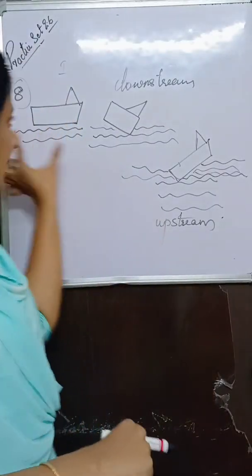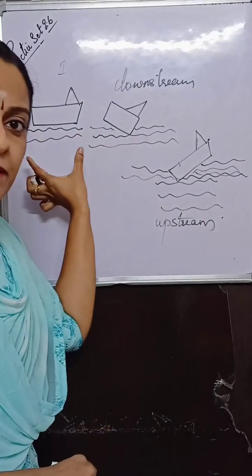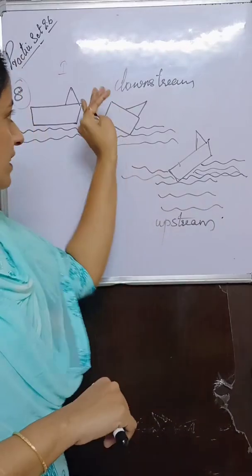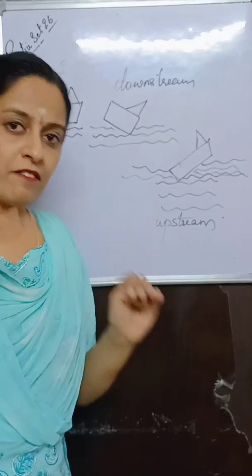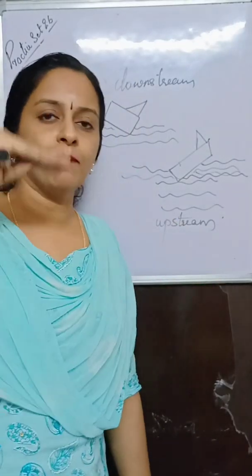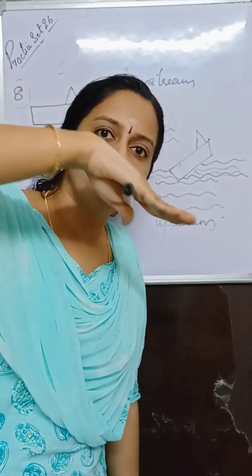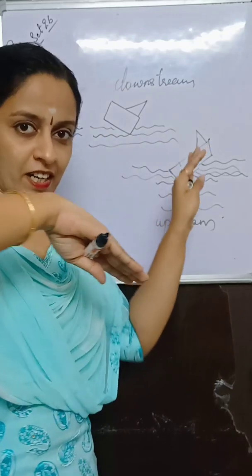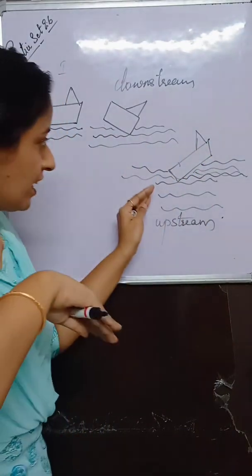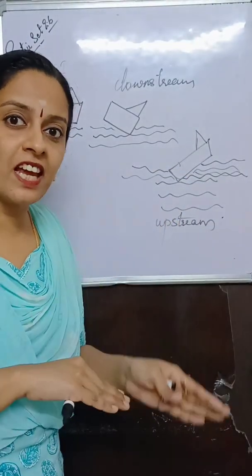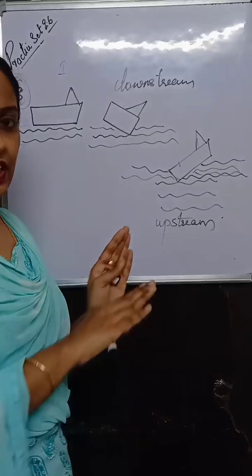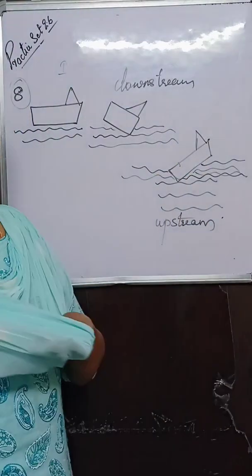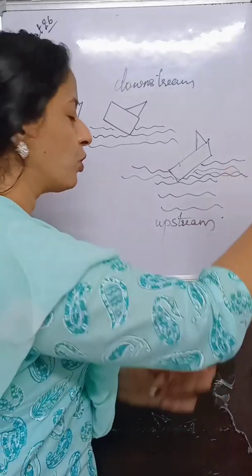Again I say, this figure depicts still water. This is about downstream. When the boat is going downstream, the speed of the boat will be helped by the water current. Whereas here, the speed of the boat will decrease because of the water current. It will have to do more work. During the upstream, it will have to do more work.